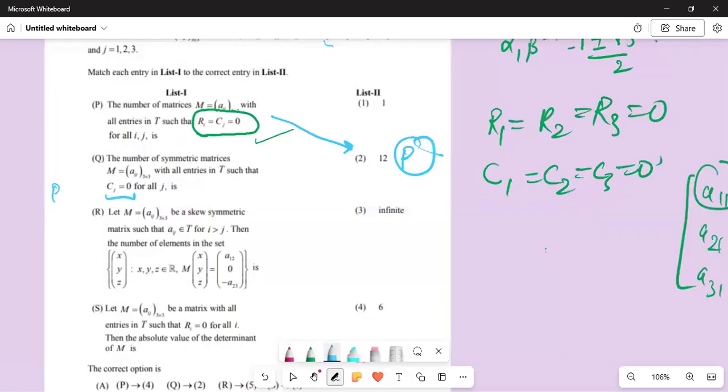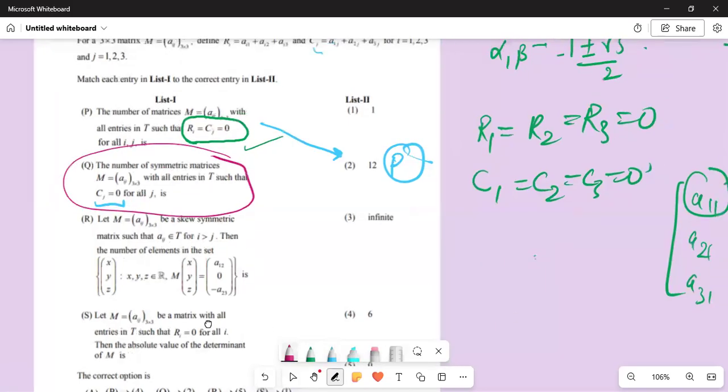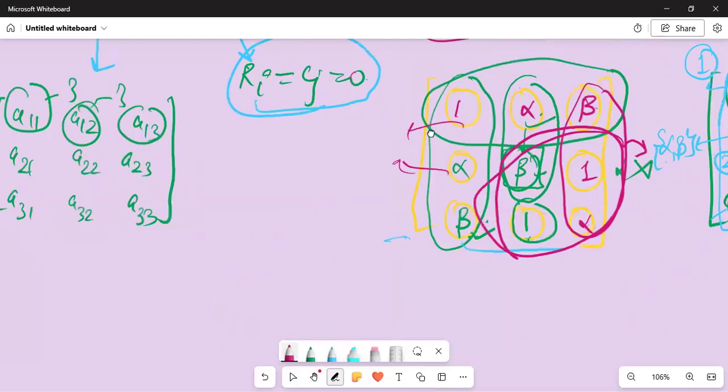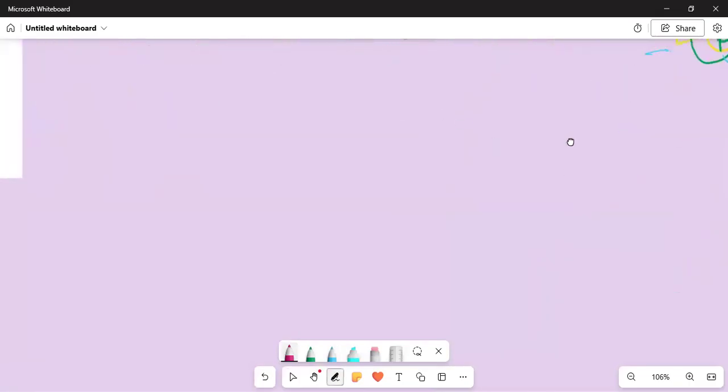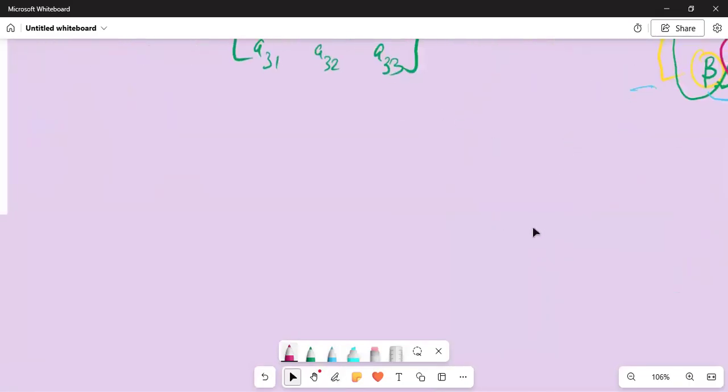They are not asking for all R i equals to 0, but they are asking you that Cj should be 0. All Cj should be 0. So you have to find the number of symmetric matrices with entries in T such that Cj is equal to 0 for all j. Okay. Now solving this. So symmetric matrices.